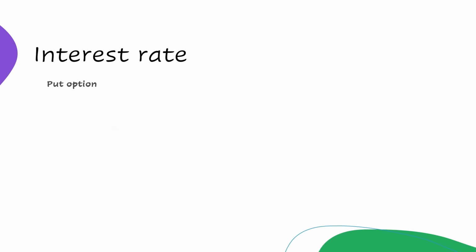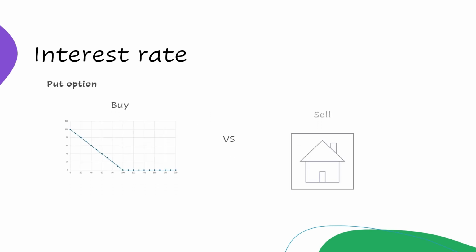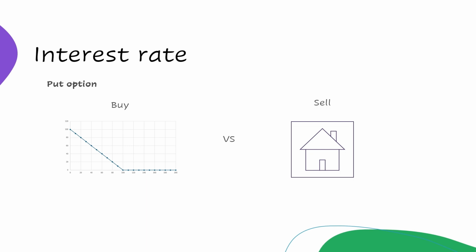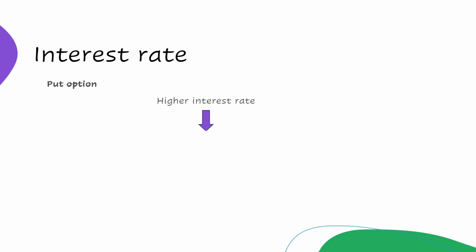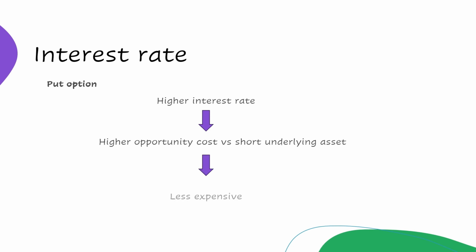For put option, if we compare buying a put versus selling the underlying asset, put buyer needs to pay premium to buy a put, but underlying seller receives cash, which can earn risk-free interest. Higher interest rate induces higher opportunity cost versus going short on underlying asset. Thus, the cheaper the put option is.